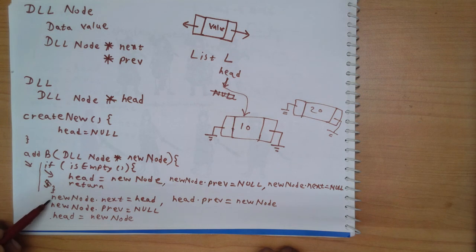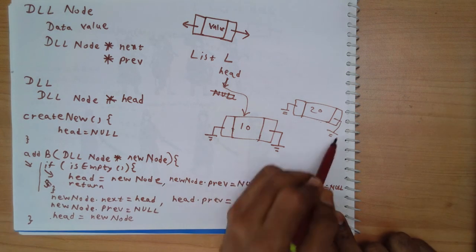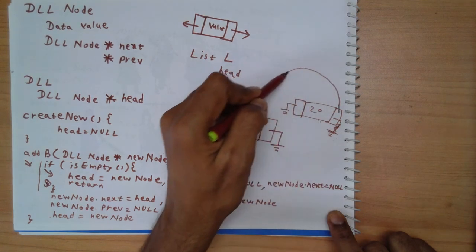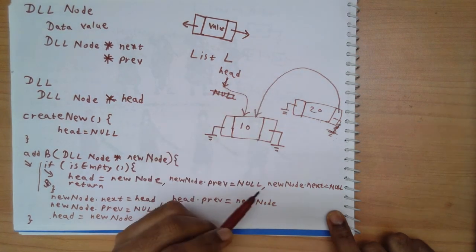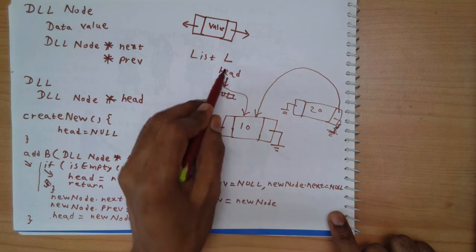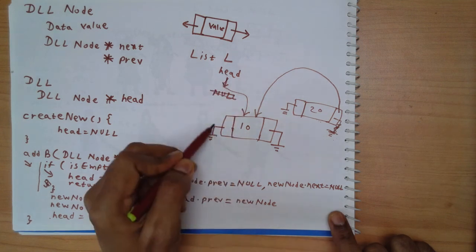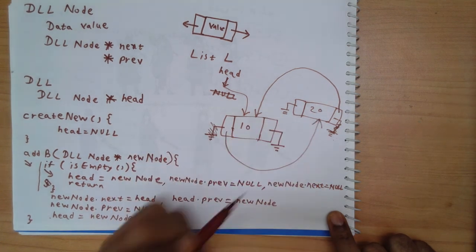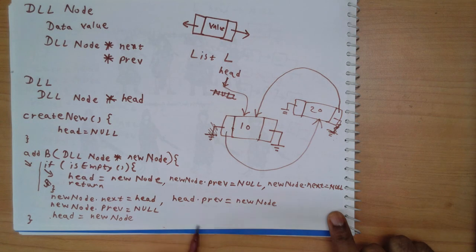And then we will say that new node dot next is equal to head. So this is the new node. For this new node, the next, instead of pointing to null, should point to this particular node. Then we say head dot previous. Our head points to this node. Head dot previous, instead of the old value, should point to our new node. Then new node dot previous should be null, which we have taken care of. And head is equal to new node.